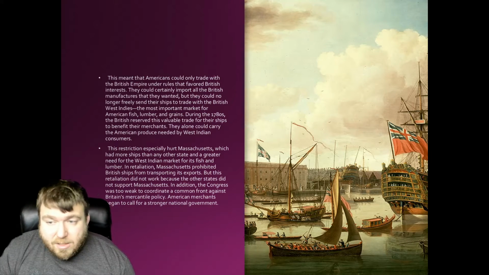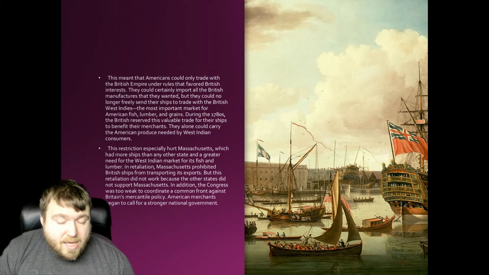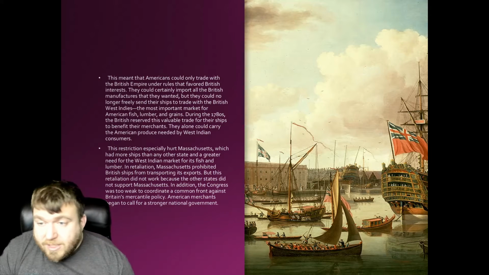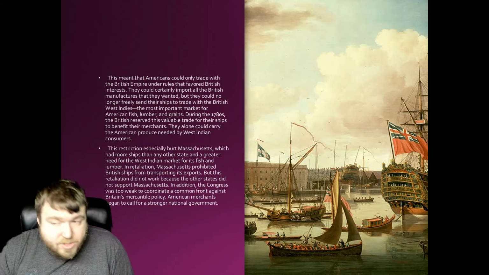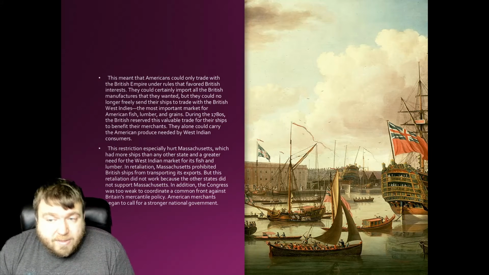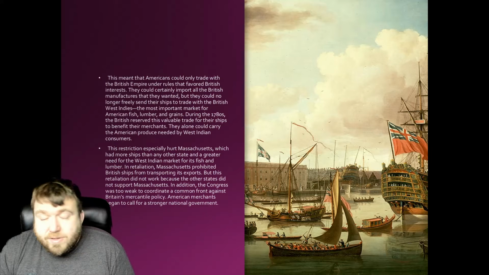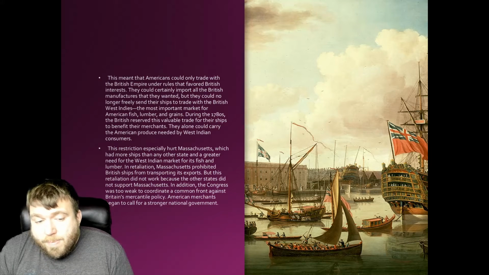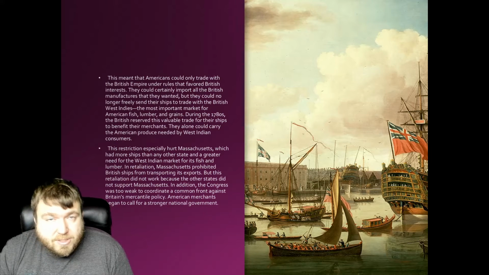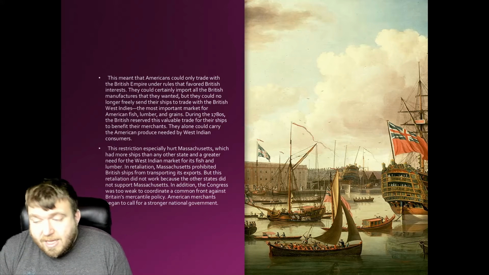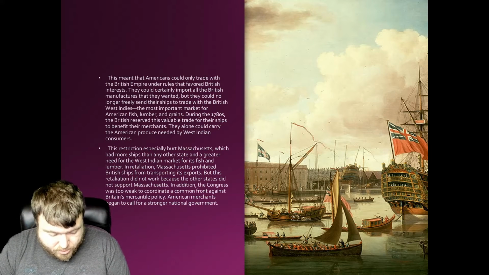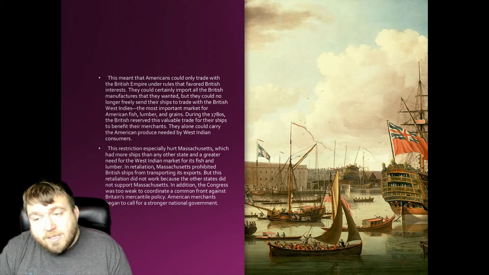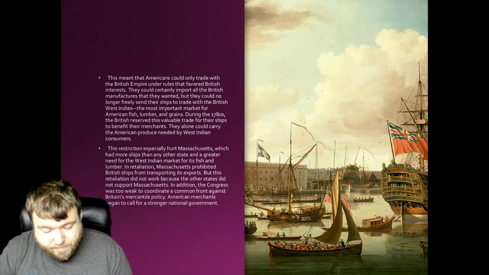Massachusetts acted on its own and tried to make some sort of arrangement with a foreign country. That was something that could be done under the Articles of Confederation, but if Massachusetts tried that same thing today, it would be considered unconstitutional because a state cannot make a deal with a foreign country.